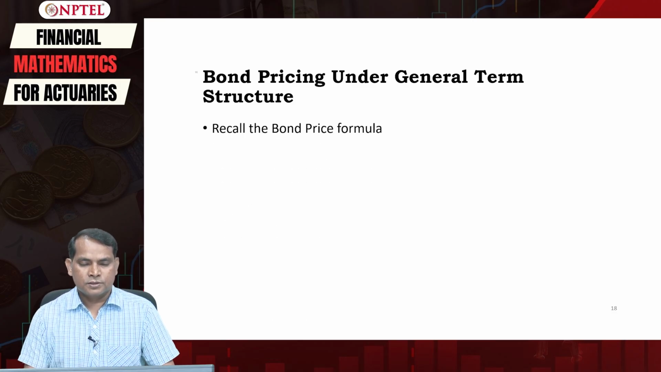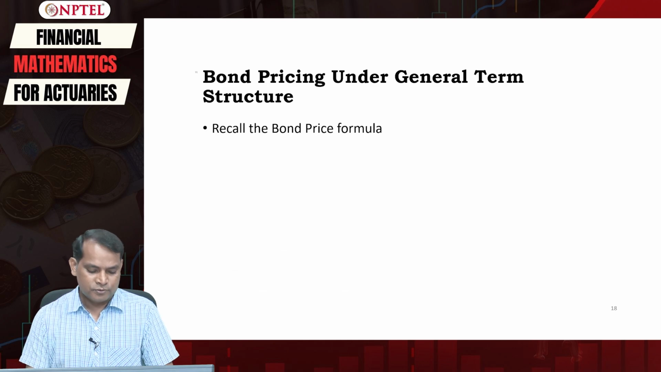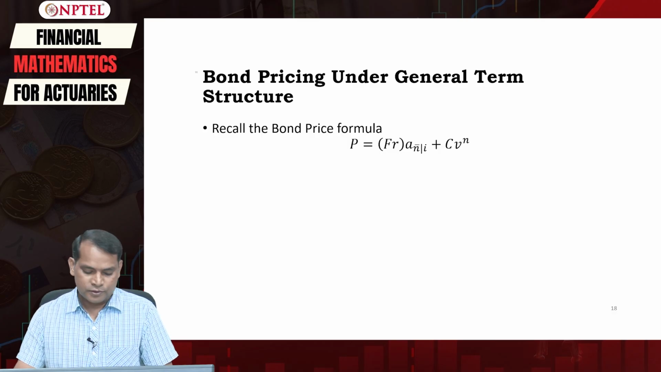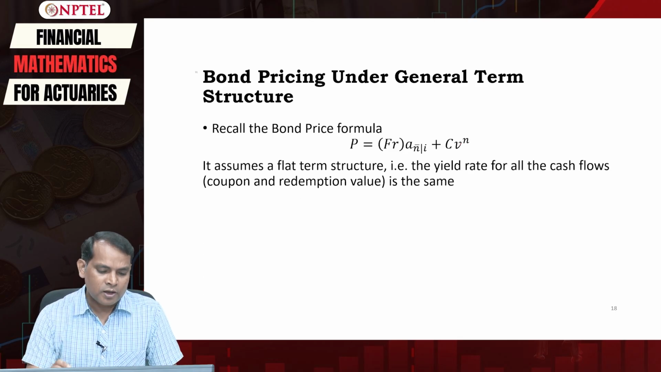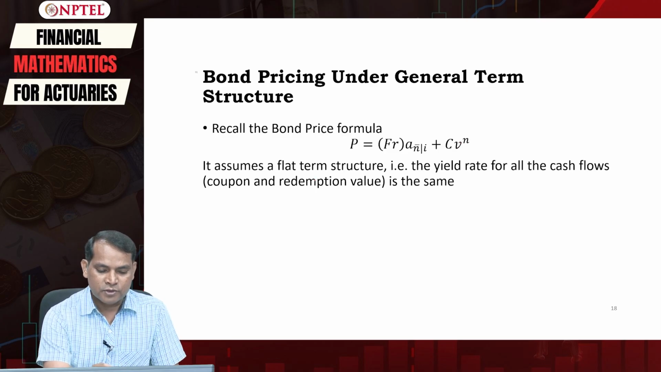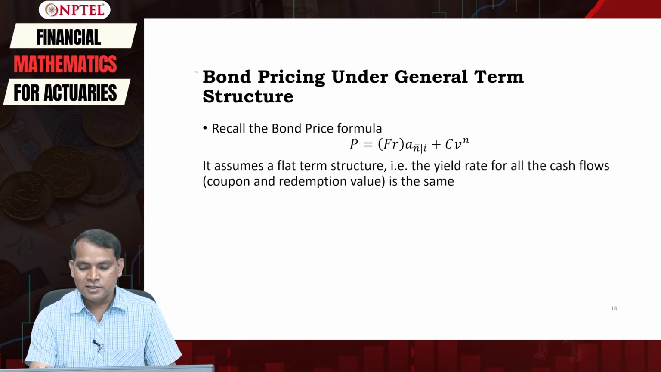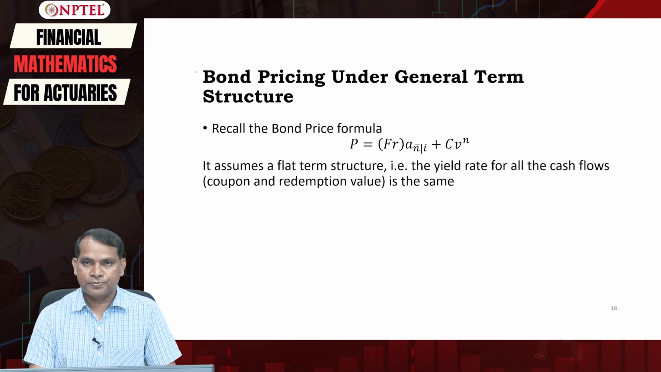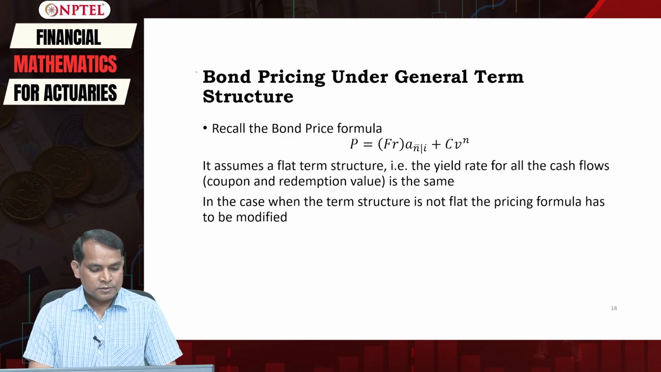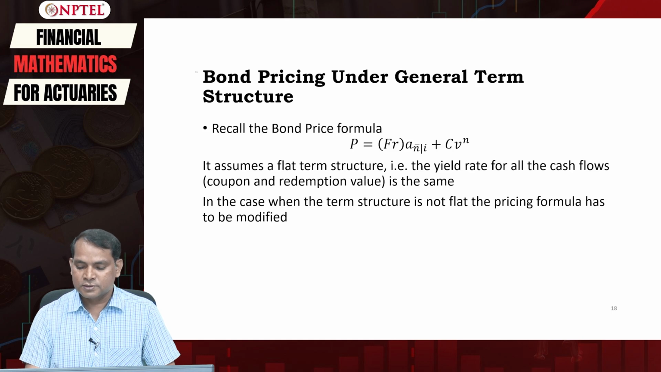To do this, recall our basic bond price formula, which says that P is equal to F R a angle n at i plus C v to the power n. But this formula assumes that the term structure is flat. So, it assumes a flat term structure, that is, the yield rate for all the cash flows, that is the coupon and redemption values, is the same. In the case when the term structure is not flat, the pricing formula has to be modified.